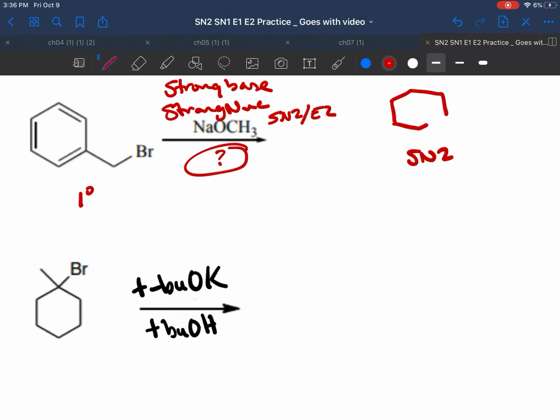Since it's primary, it's not a chiral center, so we don't have a wedge or a dash. We don't have to consider the wedge or the dash in our product. NaOCH3 is going to put the OCH3 in place of the bromine.